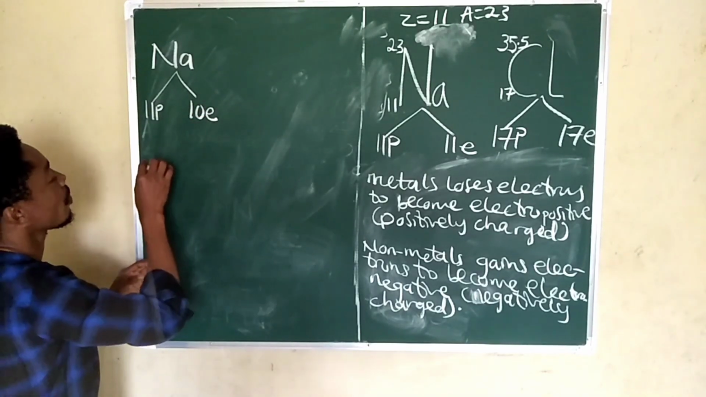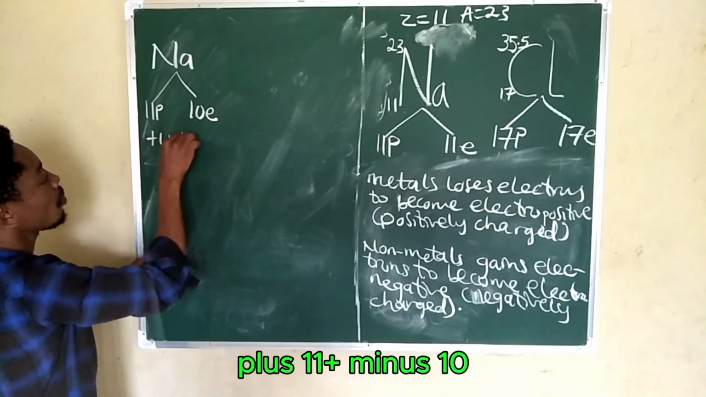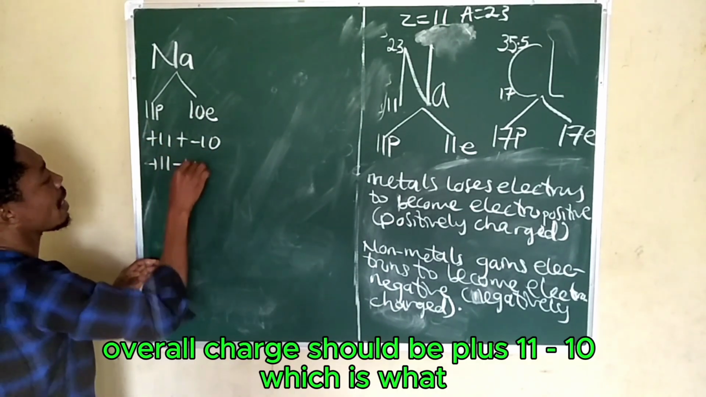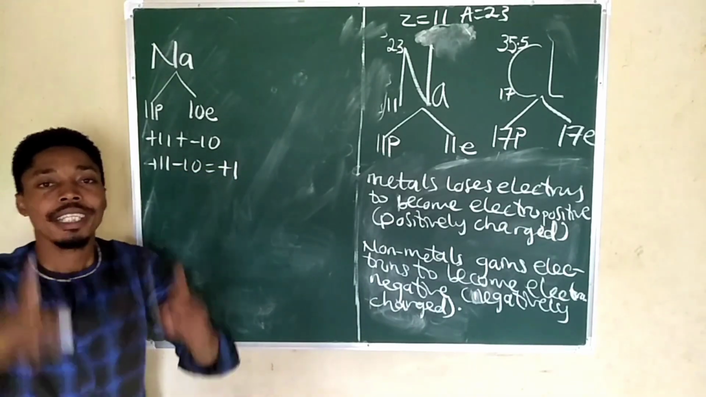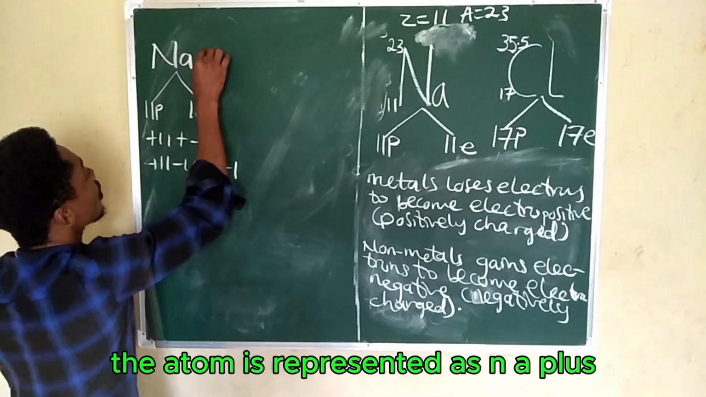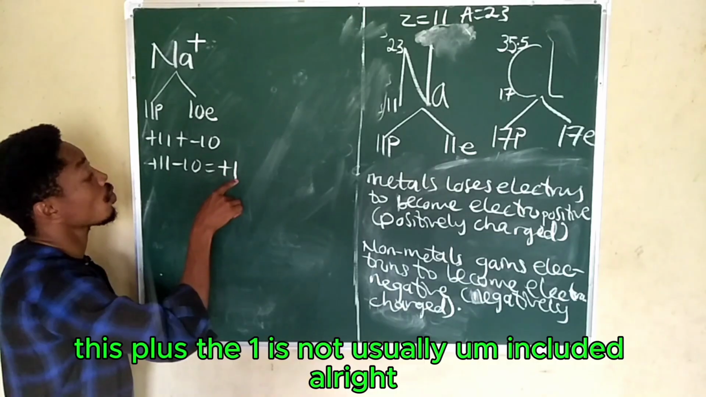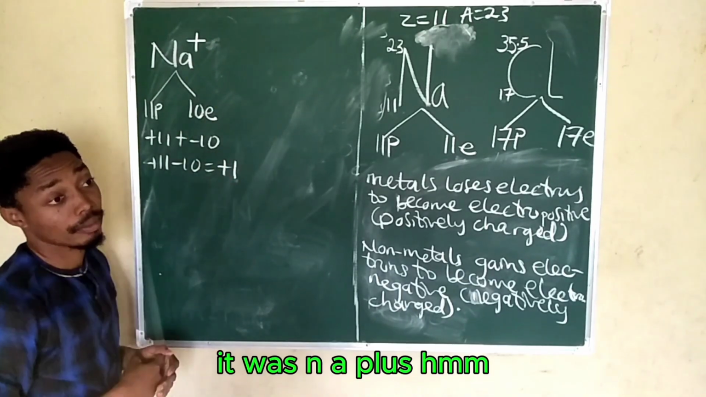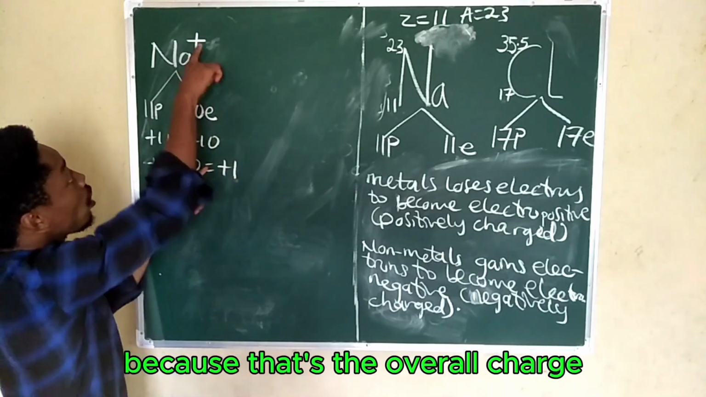Watch this. What is the overall charge? Plus 11 plus minus 10. Overall charge will be plus 11 minus 10, which is what? Plus 1. If a sodium atom loses an electron, the atom is represented as Na plus. This plus, the one is not usually included, alright? Na plus, because that's the overall charge.